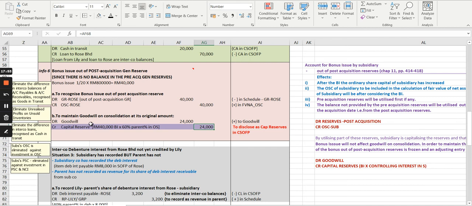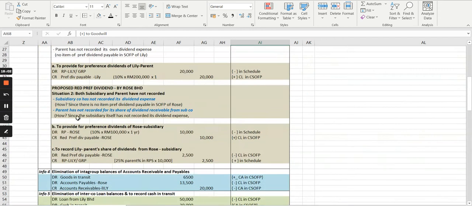statement of financial position. But the one that you debit to the goodwill will need you to go and adjust to your goodwill calculation. You need to go and add that. So let's do that.